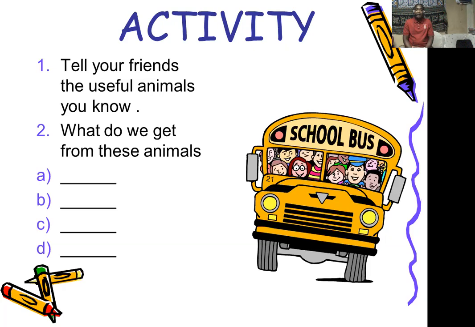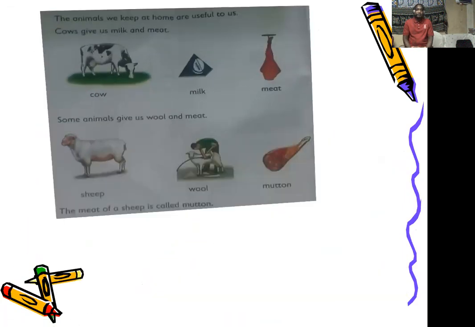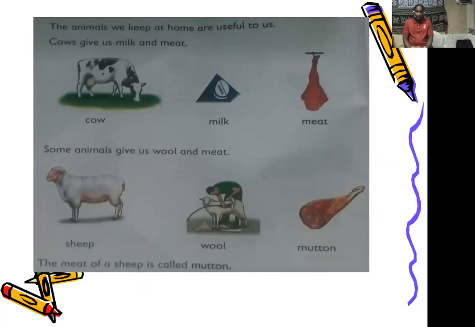Pupils, I want to assist you in answering this question. What do we get from these animals? The animals, it is the cow, hen, goat, sheep, camel, and many others. For example, the animals we keep at home are useful to us. Cows give us milk and meat.